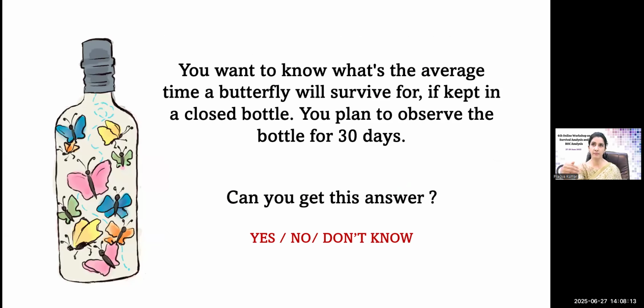Again, to reiterate the same thing, if this is a bottle with butterflies in it, and I want to know the average time a butterfly will survive, and it is kept in a closed bottle, and I plan to observe the bottle every day for 30 days, can I get the answer for the average time a butterfly will survive? Yes, I can, because it is a closed container and the butterfly cannot fly away. So I will have a precise time. But in any area, that is an open setting. So that's the difference between an open setting and a closed setting. A closed setting like this, or the people who do experiments on animals like mice or guinea pigs, is a closed setting.